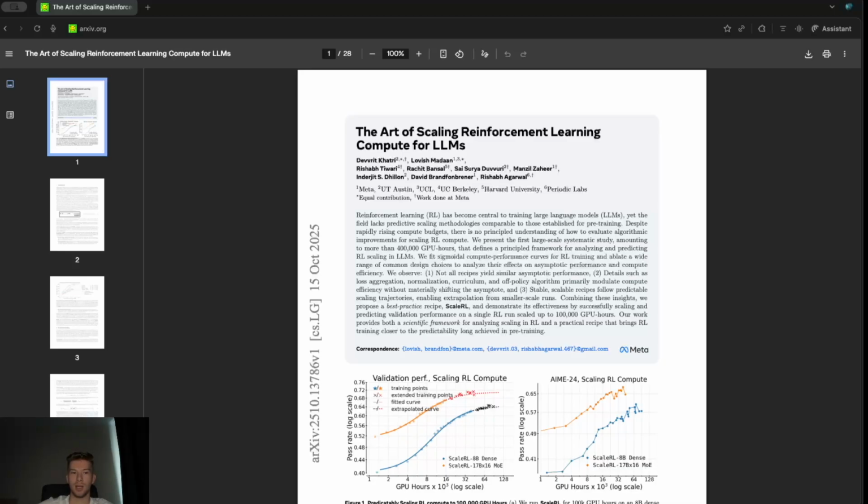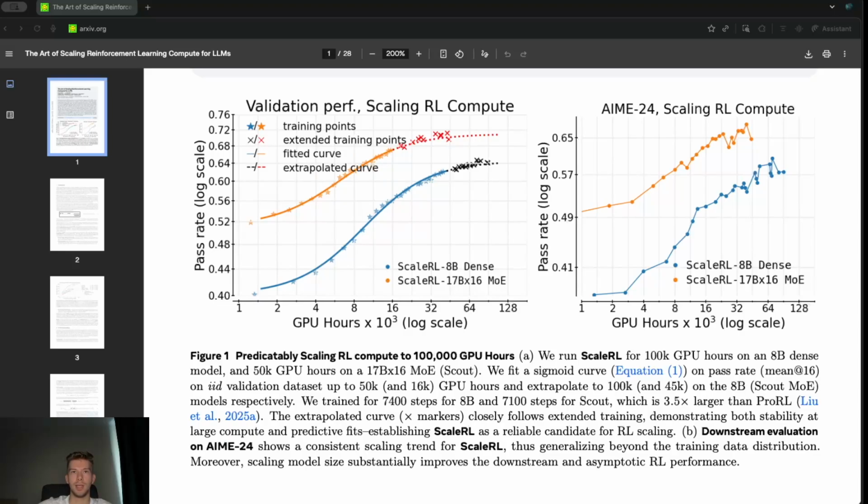So this paper changes that. Through a massive systematic study totaling over 400,000 GPU hours, they finally established a scientific framework for reinforcement learning scaling. To solve the unpredictability, these researchers borrowed from scaling laws, but found that the standard power law wasn't right. Instead, they successfully modeled performance using a sigmoidal saturating curve. The S-curve is ideal because it recognizes that LLM performance in reinforcement learning is bounded, so you eventually hit a ceiling.